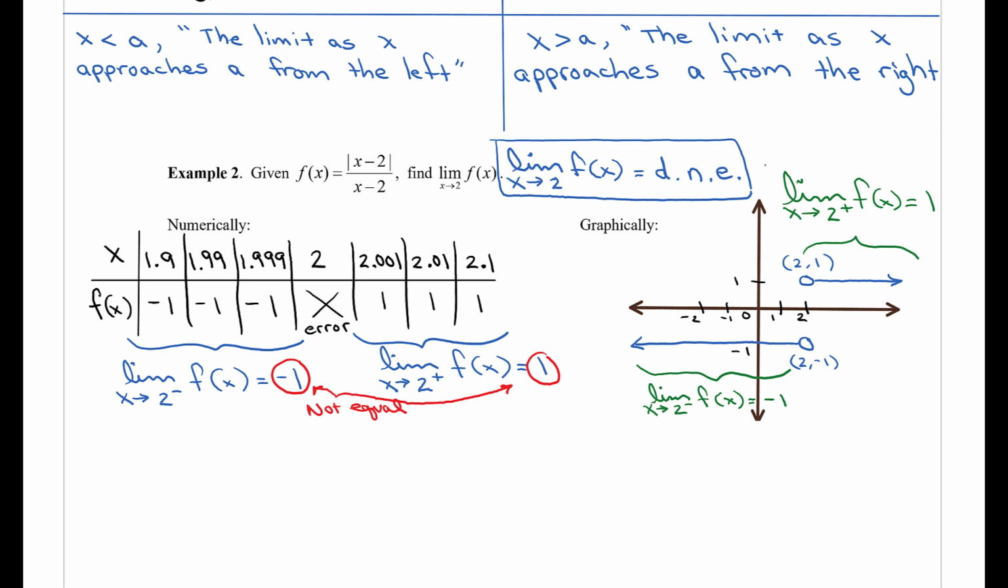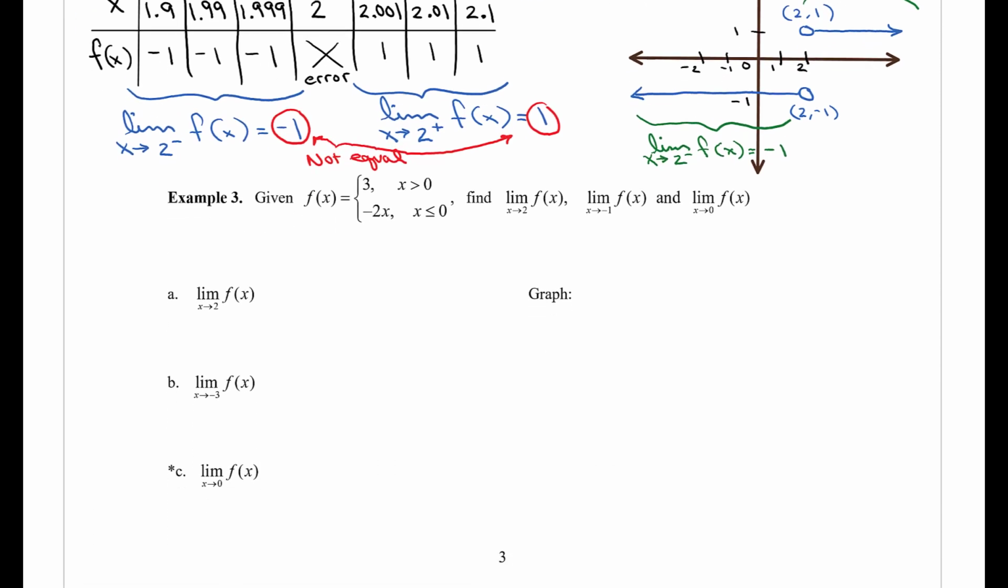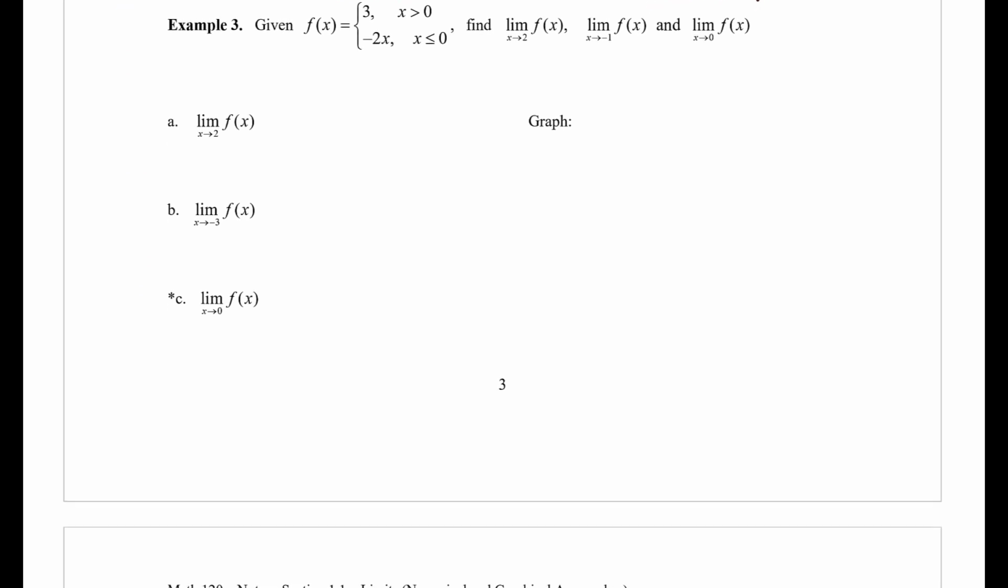Let's move on to example number 3. Example number 3 says the following. Given f of x equals 3 when x is greater than 0 and -2x when x is less than or equal to 0, find the limit as x approaches 2 of f of x, the limit as x approaches -1 of f of x, and the limit as x approaches 0 of f of x. So here we have a piecewise defined function. We're going to have to graph this to really understand what the limit is for each one of these.